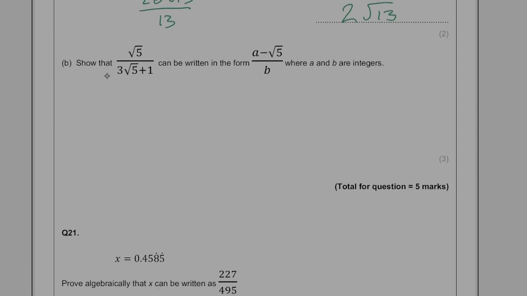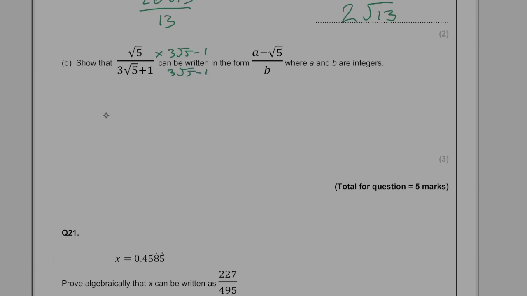Okay, part B, show that root 5 divided by 3 root 5 plus 1 can be written in the form a minus root 5 over b. So I'm going to be using a difference of 2 squares to rationalize the denominator. So I'm going to times through by 3 root 5 minus 1 on the top and the bottom.